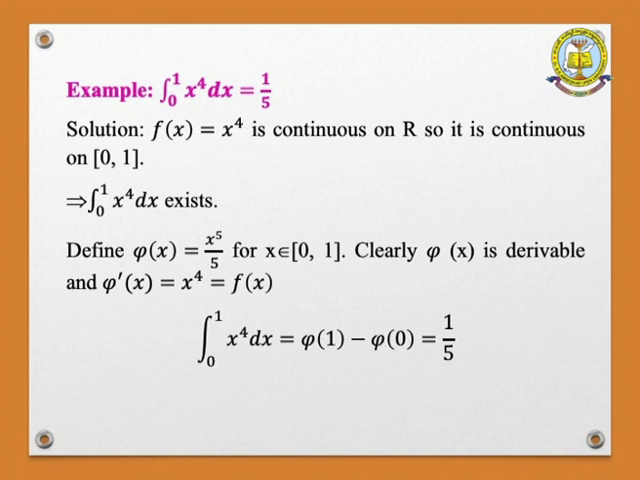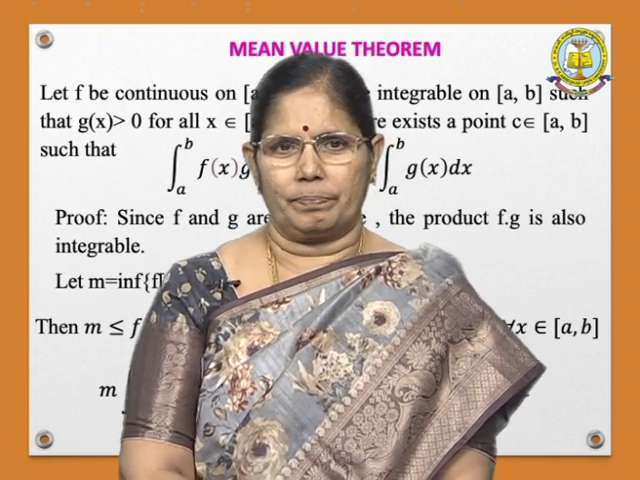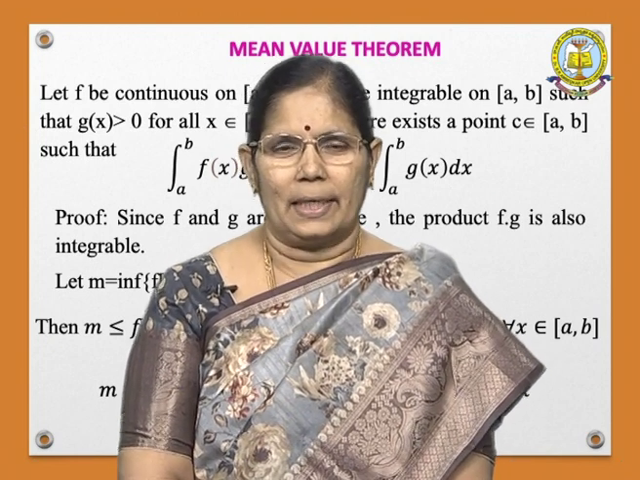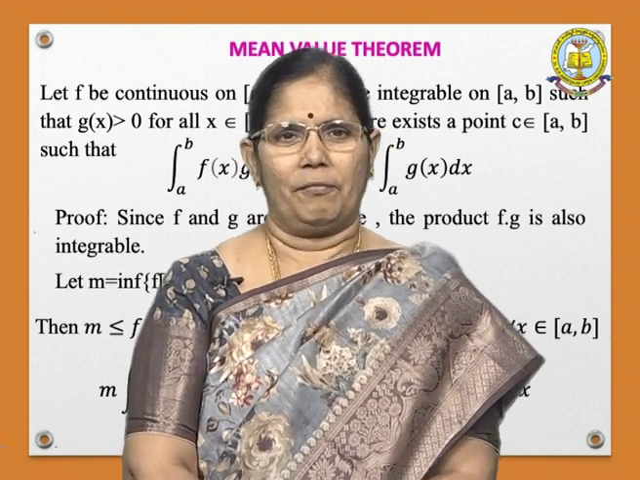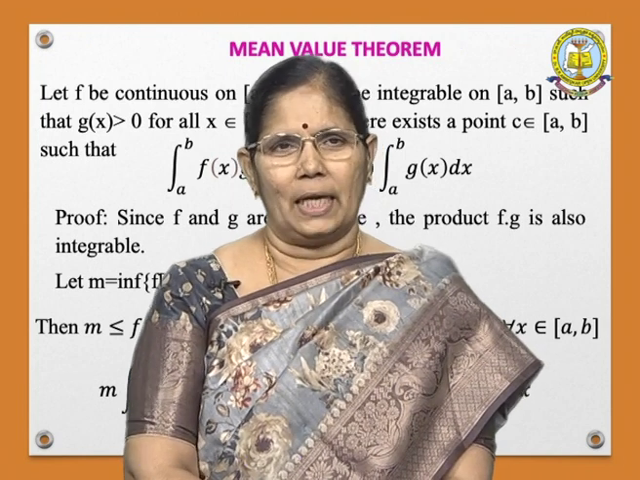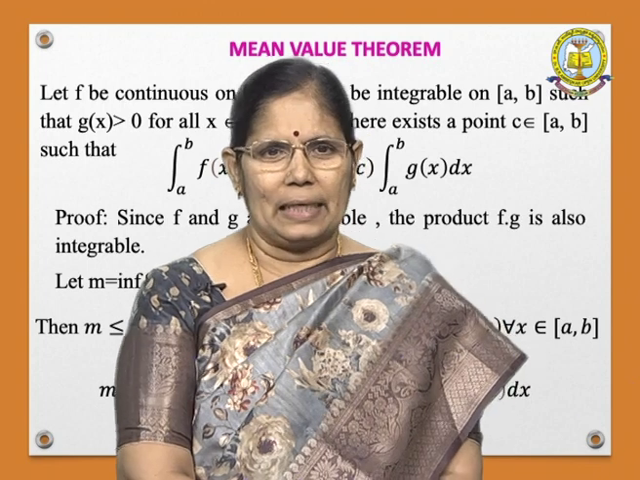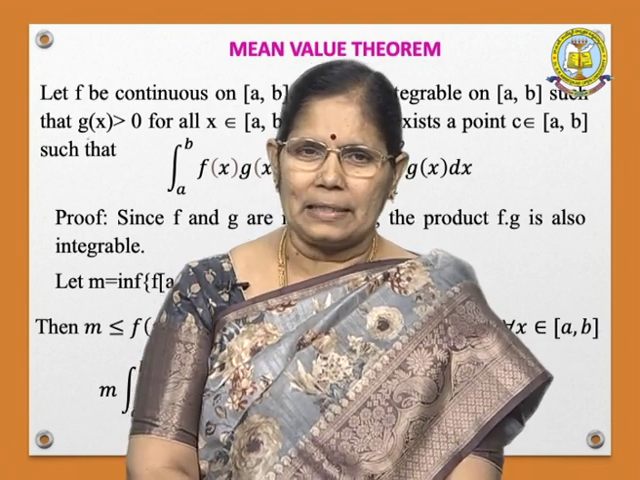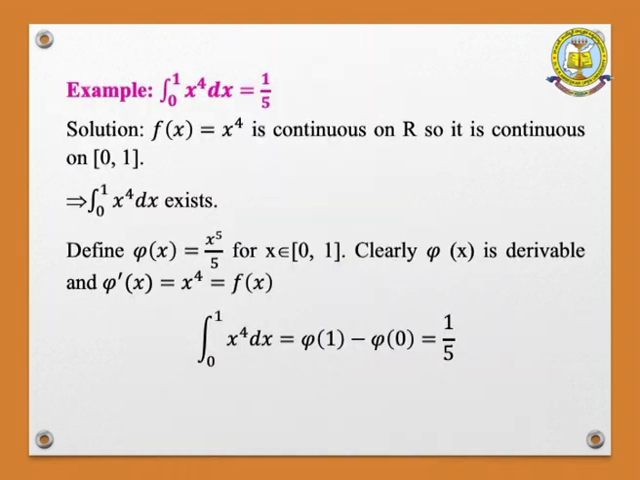You have f of x equal to x power 4, which is an algebraic function continuous on R. So, it is continuous on [0, 1]. We know that every continuous function is Riemann integrable, so the integral 0 to 1 of x power 4 dx exists. So, you take phi of x as x power 5 by 5, so that phi dash x equals f of x. Here you have to choose a function phi such that phi dash x equals f of x. So, you define phi of x equal to x power 5 by 5 for every x belonging to [0, 1]. Then phi of x is derivable and phi dash x is f of x. Hence, by the fundamental theorem of integral calculus, the integral 0 to 1 of x power 4 dx is phi of b minus phi of a, that is phi of 1 minus phi of 0, which is nothing but 1 by 5.